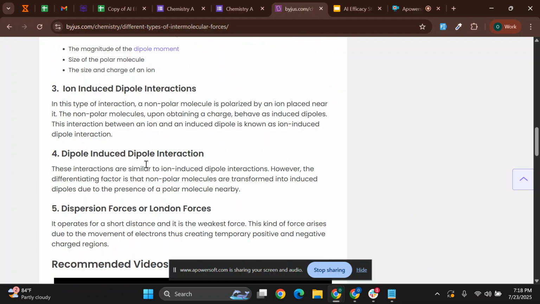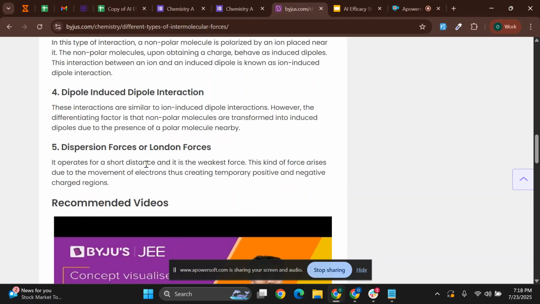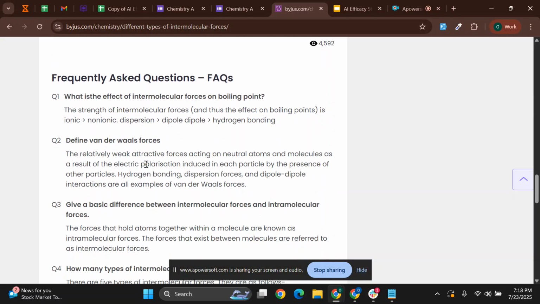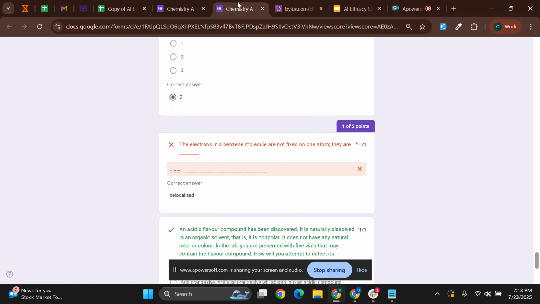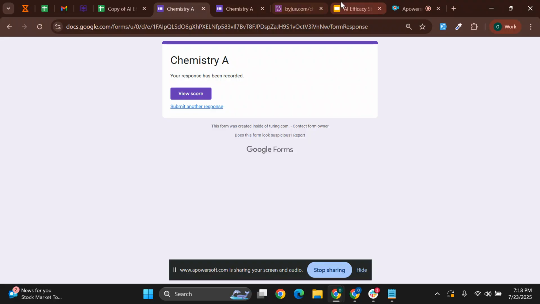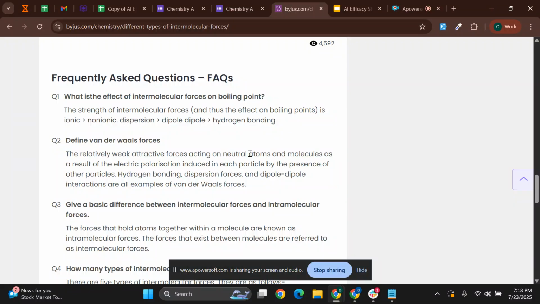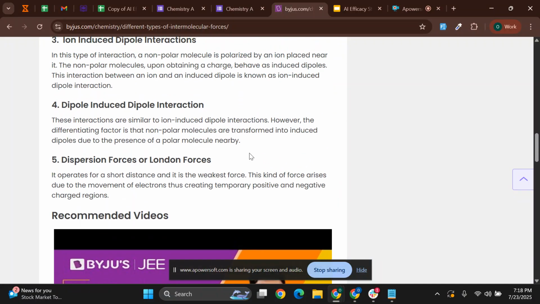Okay, dispersion forces or London forces. I have already read that. So, no, this is important to read. It operates for a short distance and is the weakest force. This kind of force arises due to the movement of electrons, thus creating temporary positive and negative charged regions.